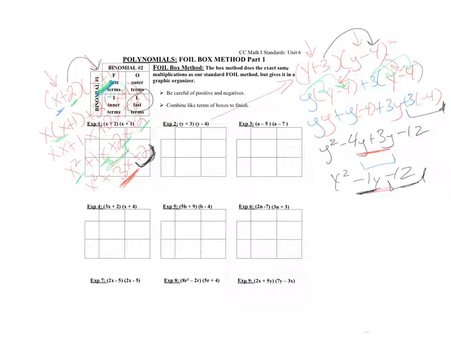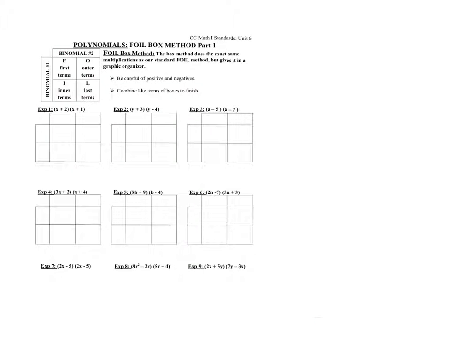So I'm going to erase all of this. We're going to keep working out some more examples. A couple of things I want us to pay attention to. So we're going to do example 3. Example 3, we have a minus 5 times a minus 7. Again, pay attention to the signs.